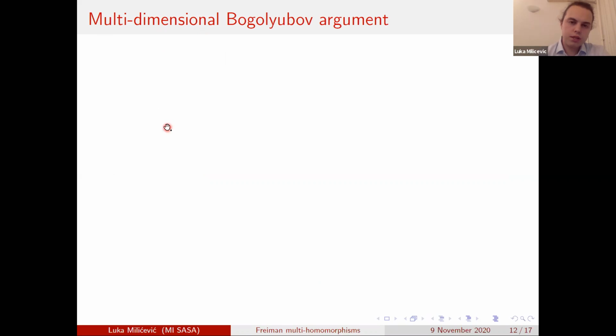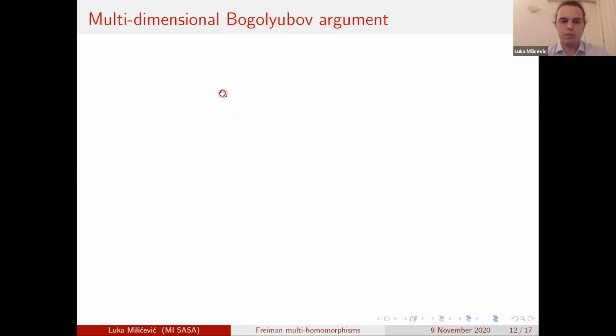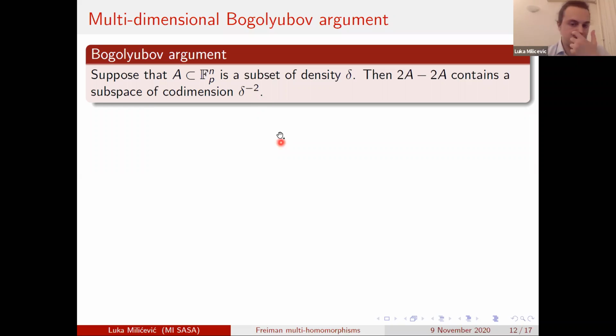So let me start by recalling what the usual Bogolyubov argument is. It is the following very useful statement, which again plays an important role in the proof of Freiman's theorem. Suppose that A is a subset of density delta. So you have a dense subset. And then whenever you take differences twice, so you look at the set 2A minus 2A, it contains a subspace of codimension bounded in terms of delta.